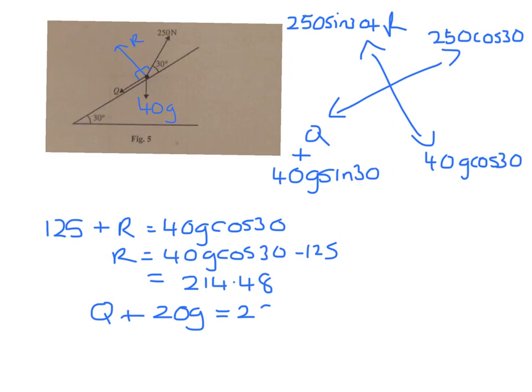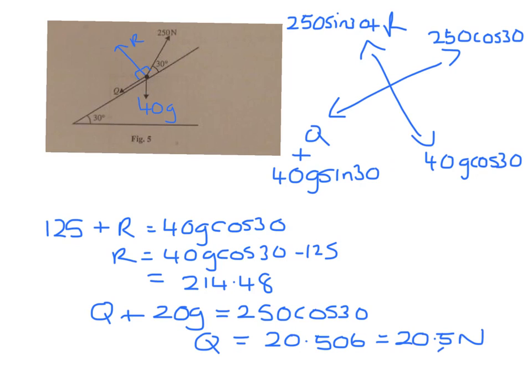If I look at up and down the slope, then Q plus 40g sine 30, so that's 20g, has to equal 250 cos 30. So Q will be 250 cos 30 minus 20g, which gives us a value of 20.506. We were asked to find Q, so I need to round this to 3 SF, so that's 20.5 newtons.